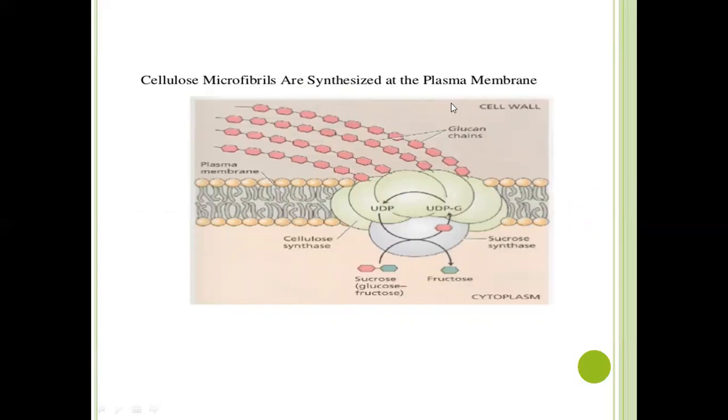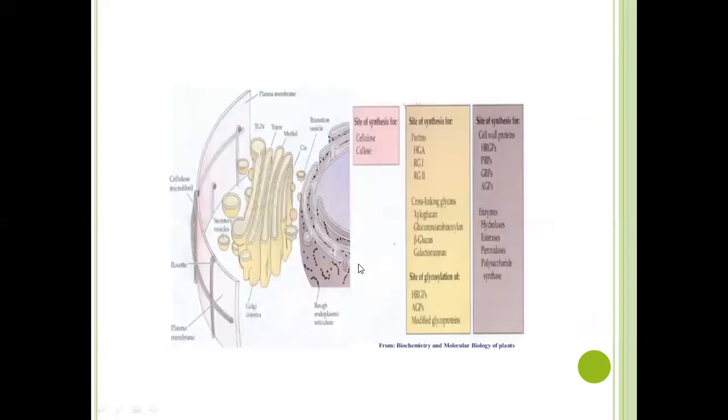Cellulose microfibrils are synthesized at the plasma membrane. These are the glucan chains. This is the plasma membrane. This is UDP-glucose. This is the sucrose, glucose, fructose, and this is the cellulose synthesis in the cytoplasm. These are the layers: the site of synthesis for cellulose and callose, the site of synthesis for pectins, and the site of synthesis for cell wall proteins.